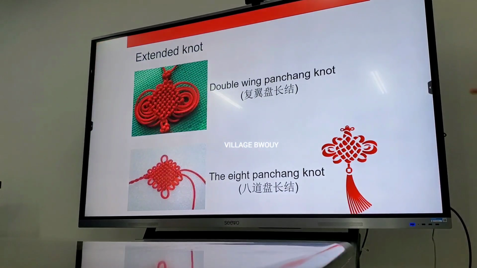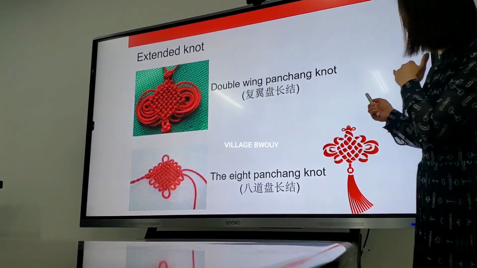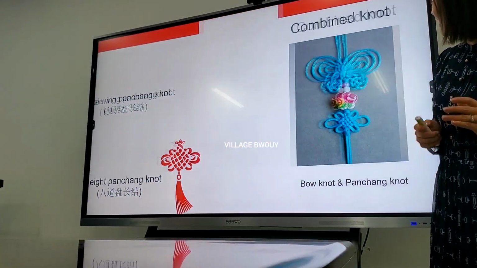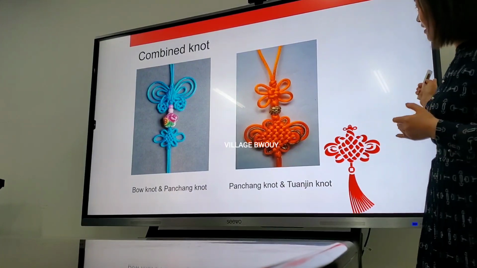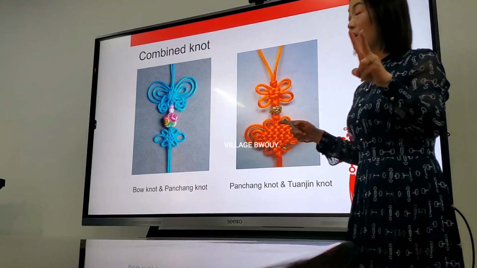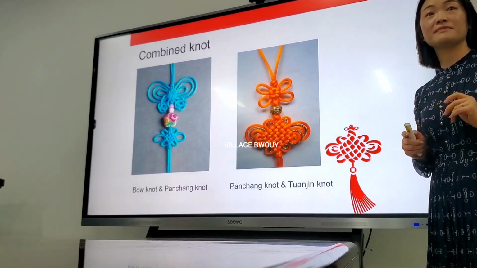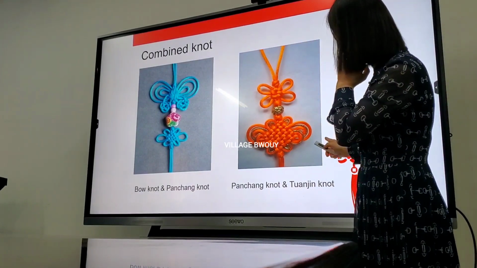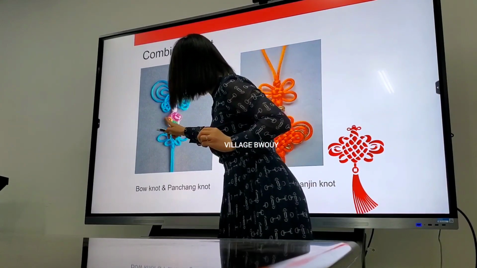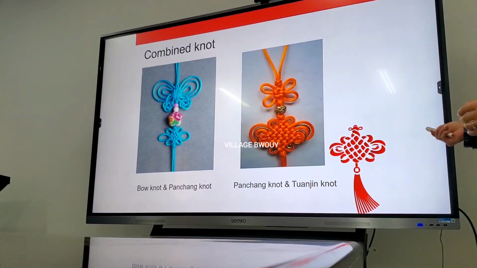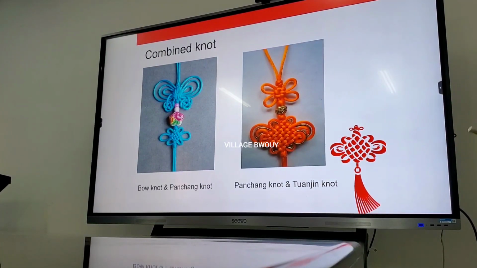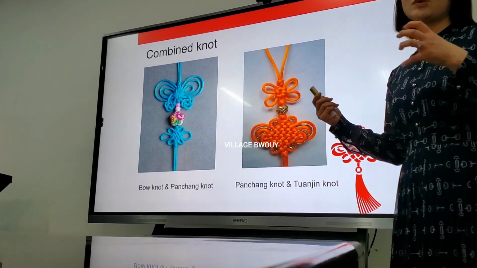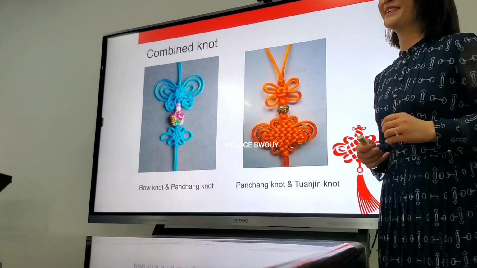And if you check this one, those are the extended knots, and they're more complicated than the basic ones, right? And this is called combined knots, because it's made of two or three different knots. They also use some chain or other things to decorate it, so it consists of more elements. Professionals can make combined knots very quickly, you know.